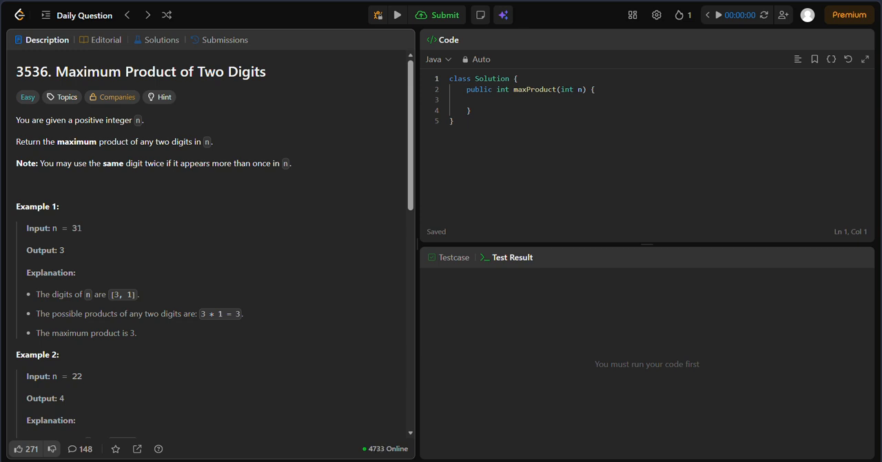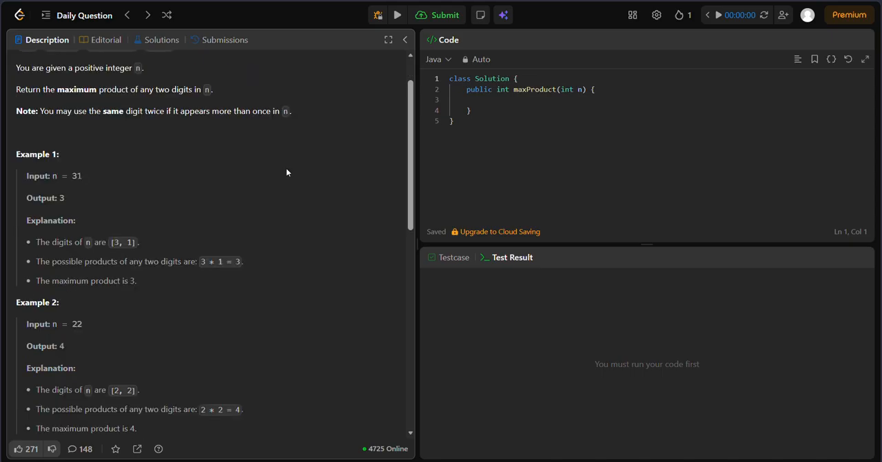Question for today is maximum product of two digits. The question says you are given a positive integer n. Return the maximum product of any two digits in n. Note, you may use the same digit twice if it appears more than once in n.